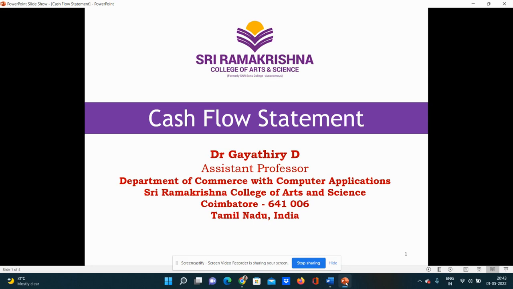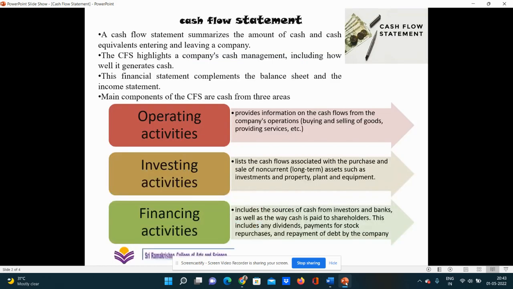In this video, we are going to see about the cash flow statement. A cash flow statement is a financial statement that summarizes the movement of cash and cash equivalents that come in and go out of the company. There are three main components of the cash flow statement: operating activity, investment activity, and financial activity.